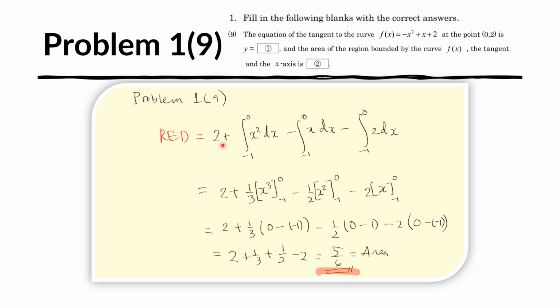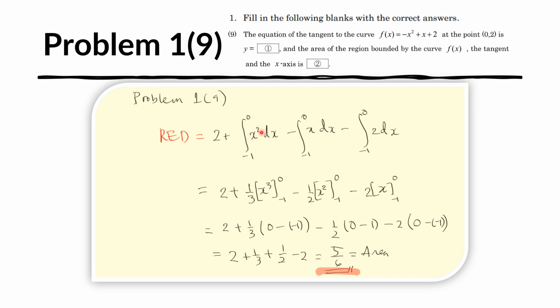Here we just copied what we had in the previous slide. So the area of the triangle is 2. Now we are subtracting the integral. So because this is a negative sign here, we have an addition. And because this is a positive sign, we have a subtraction. And a positive sign, we have a subtraction. Then we just compute the integrals.